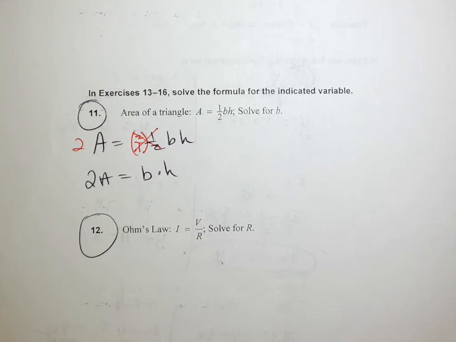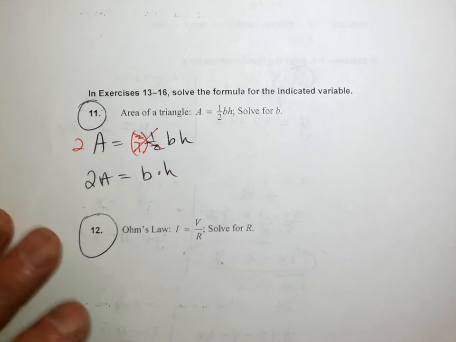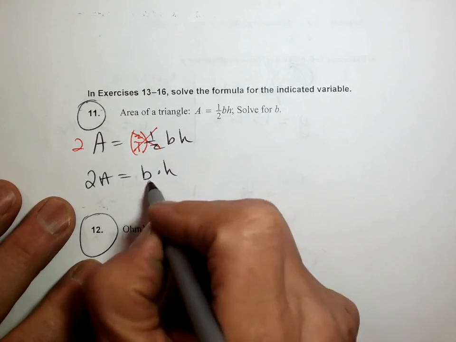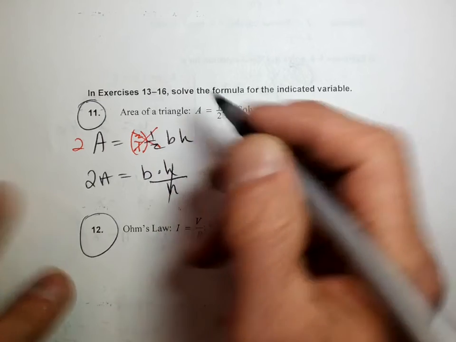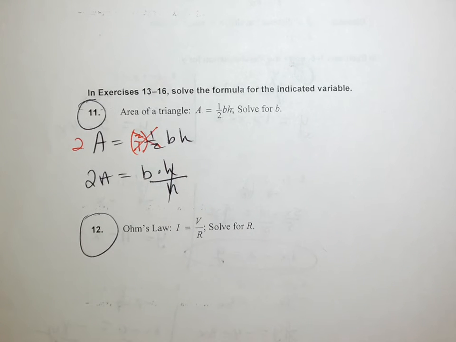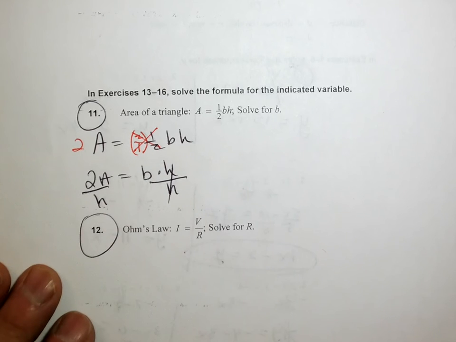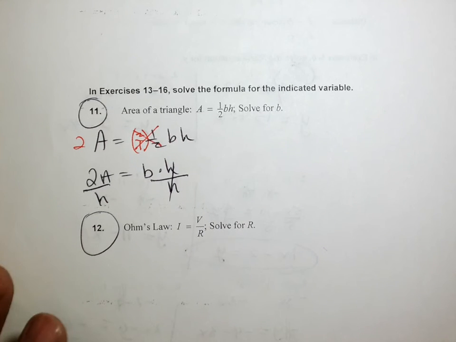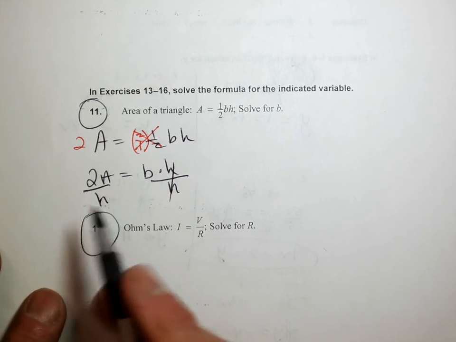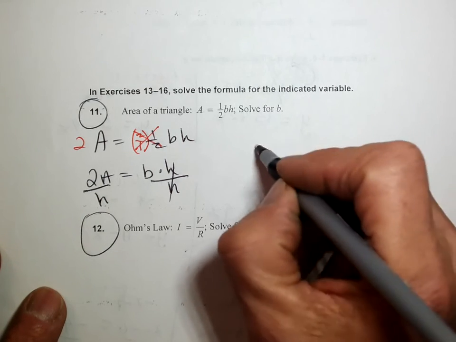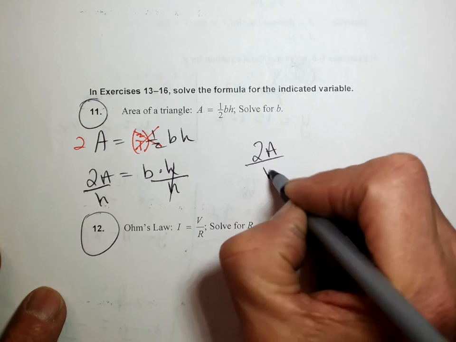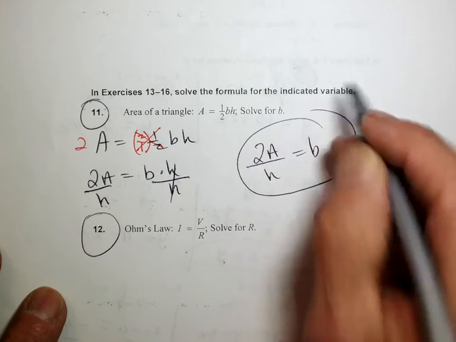Okay, watch. Everybody watch, all eyes up here. So I'm going to divide by h, so the b is by itself. You guys agree? Now if I divide by h here, you're going to want to divide, aren't you? But you can't. So you leave it the way it is because the divide by is there. So my answer is 2A over h equals b.